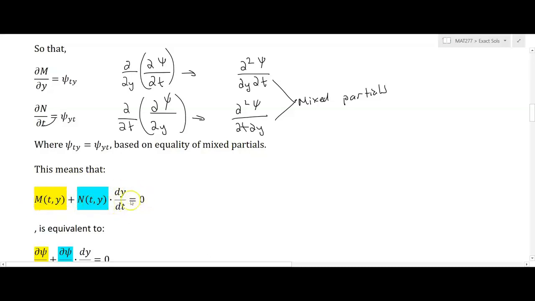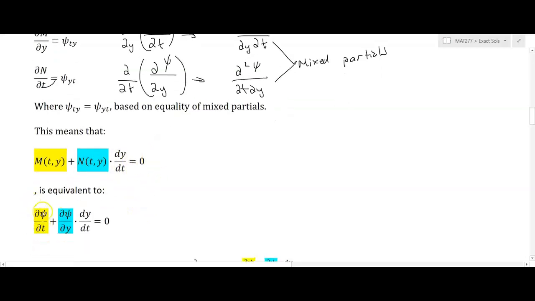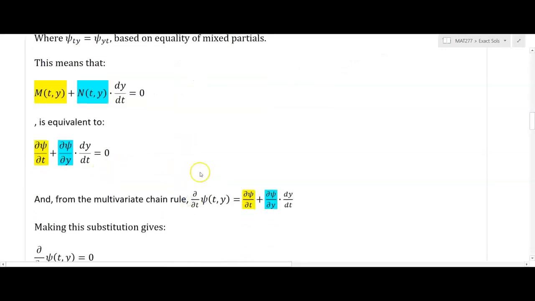If M is the derivative of some function with respect to t, I'm going to replace that with dψ/dt. And if N is already the derivative of some function with respect to y, then I can replace that with dψ/dy, and then multiplied by dy/dt. So notice the dy's cancel and you get dψ/dt plus dψ/dt. This is where the multivariable chain rule comes in to help us out a little bit. We're just building towards a solution, but we keep making some substitutions and such.